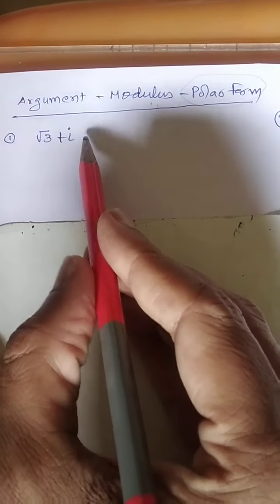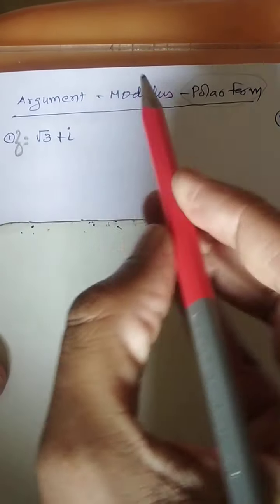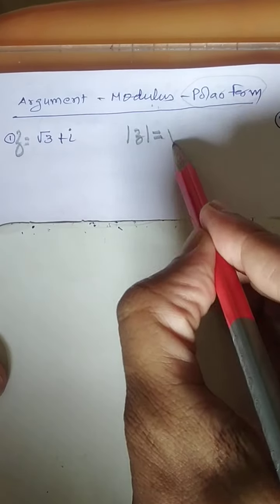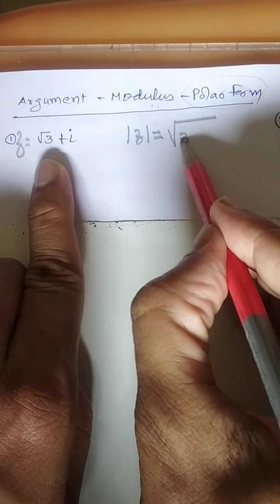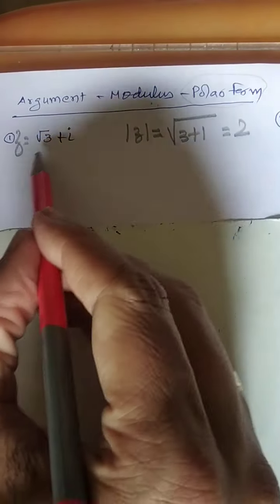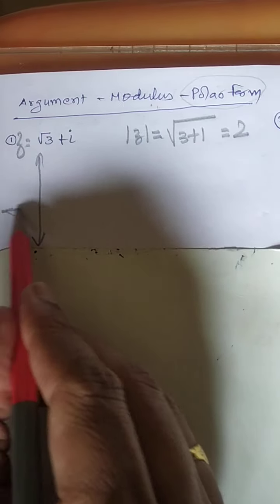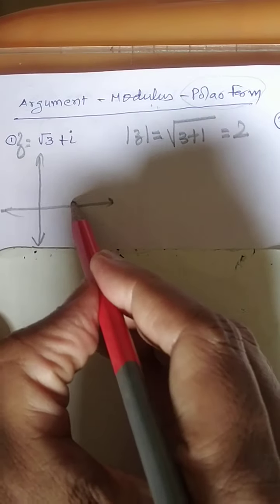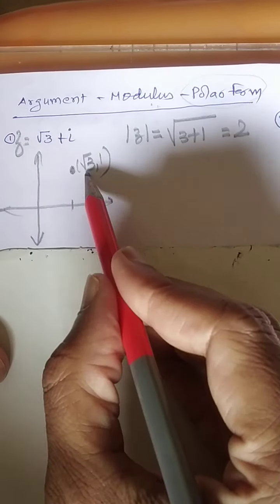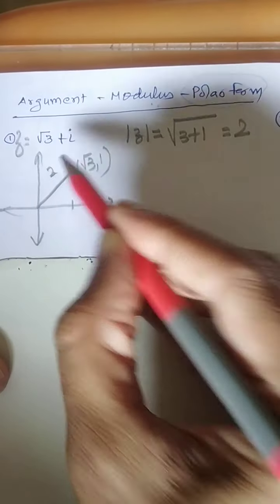Let us look at this question. This is nothing but the given question z. Find out the magnitude of z. The magnitude of z is nothing but over here, the square root of 3 plus 1, which is nothing but 2. What does it mean? This particular complex number is 2 units away from the origin. So if this point is (root 3, 1), then this distance is nothing but 2. This distance is nothing but 2.